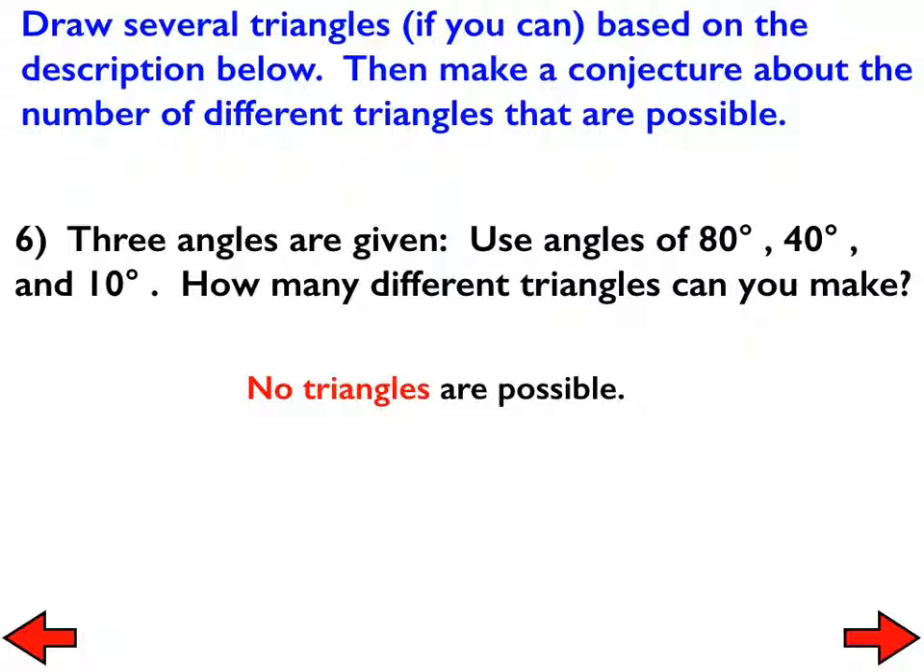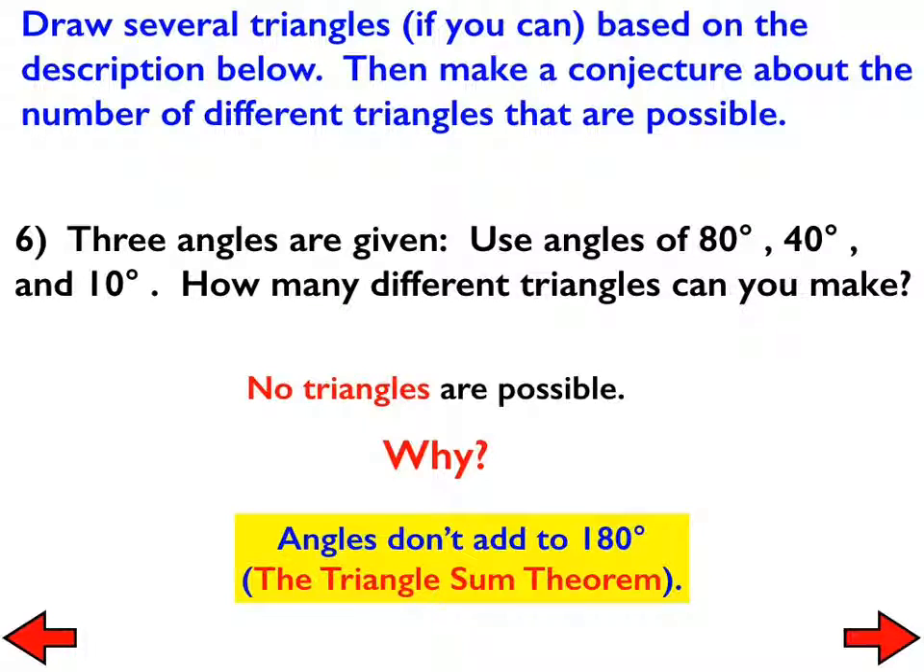Using the triangle sum theorem, you should be able to see that all angles should be 180 degrees altogether to make a triangle. But does 80 plus 40 plus 10 equal 180? No, not even close, right? So this would not make a triangle. So on the lines on your paper, please write: no triangles are possible because the angles don't add up to 180 degrees, or the triangle sum theorem is not met.